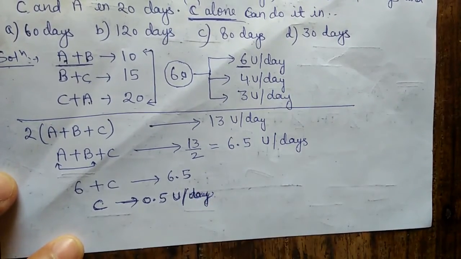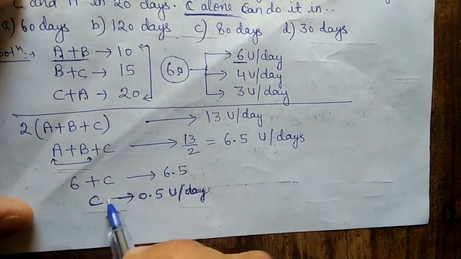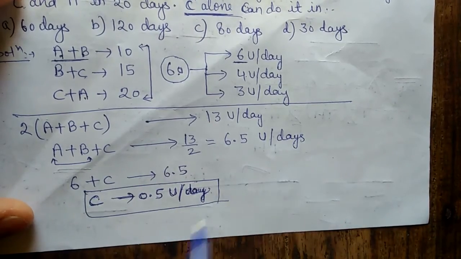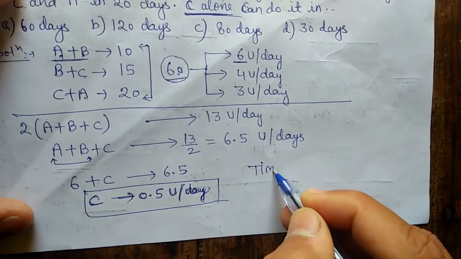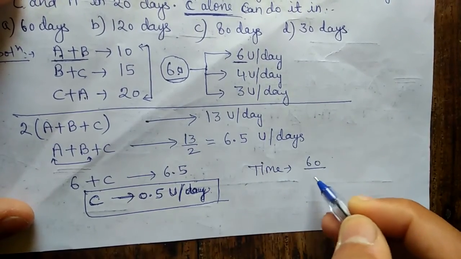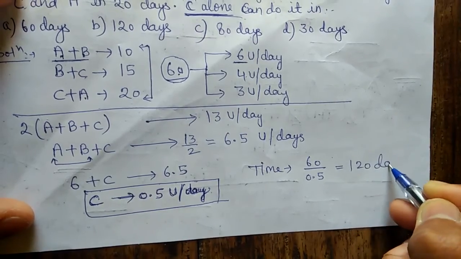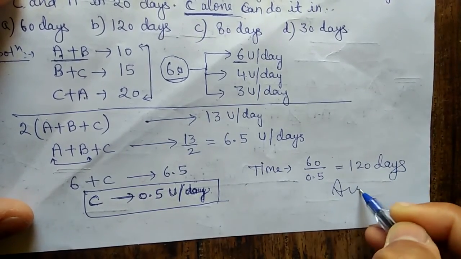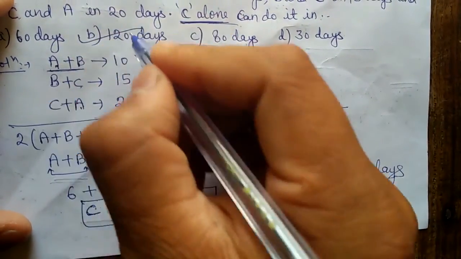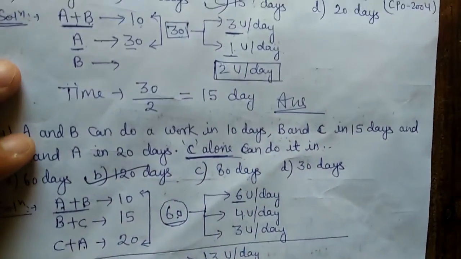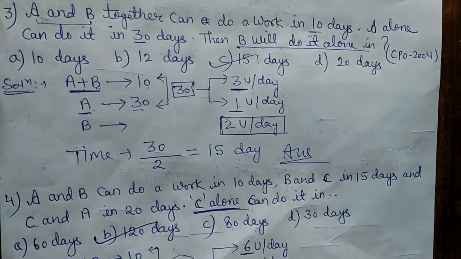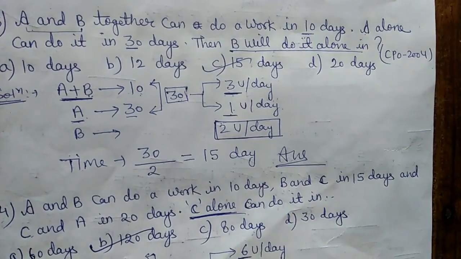Now listen. If C is doing half a unit per day and the total is 60 units, then the total time C will take alone will be equal to 60 by half, 60 by 0.5, which is equal to 120 days. Our answer will be 120 days. Option B will be our answer.